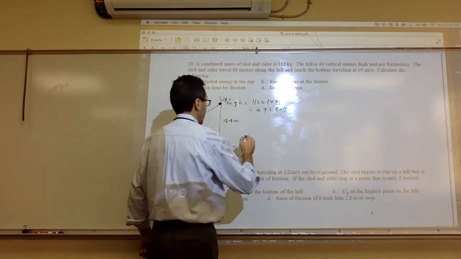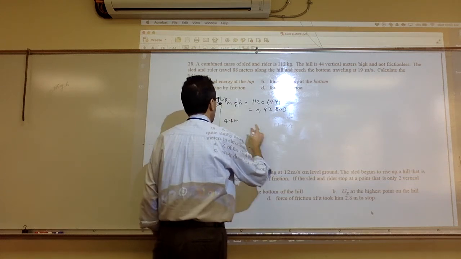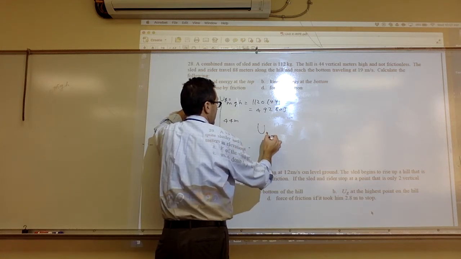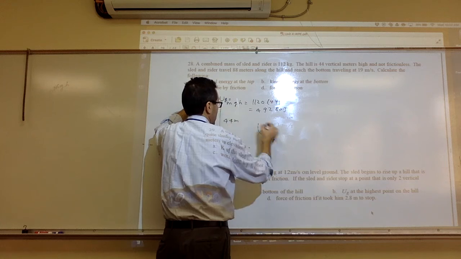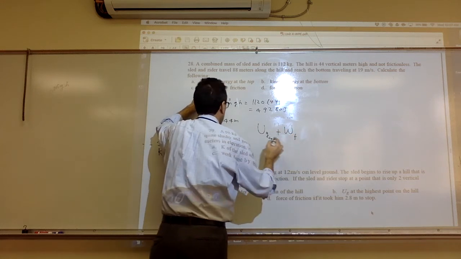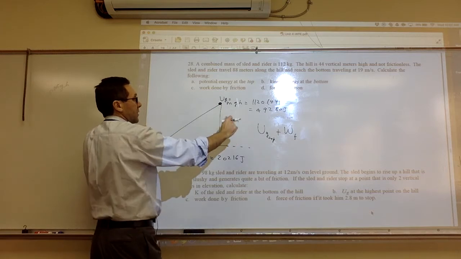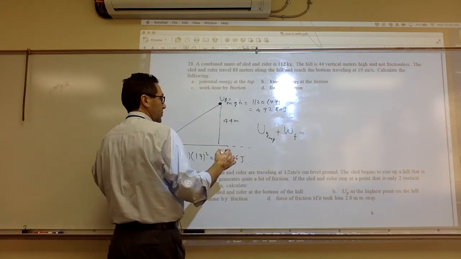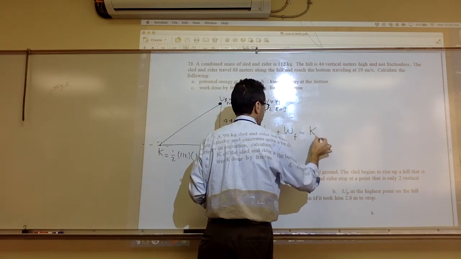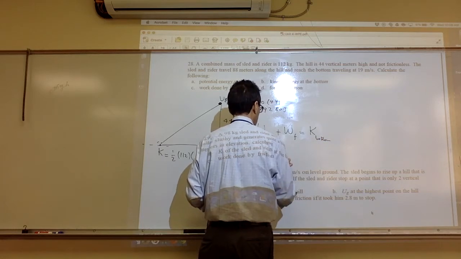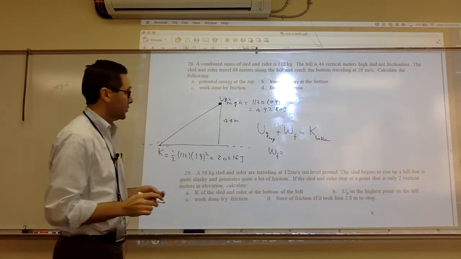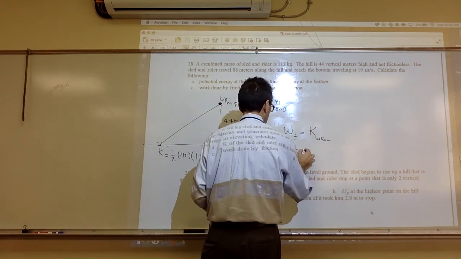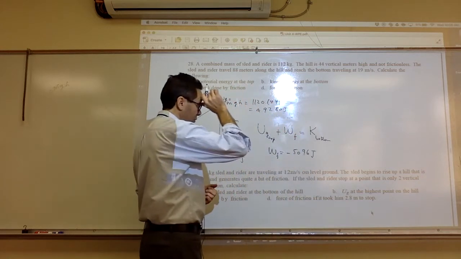The work done by friction. Now we're going to use the Work-Energy Theorem. At the top, the only form of energy I have is UG. There's no kinetic energy at the top, but there is some friction between the top and the bottom, so there is some work done by that force of friction, equals the only energy you have at the bottom, which is kinetic energy. So the work done by friction is the difference of these two, which is going to be negative 5096.